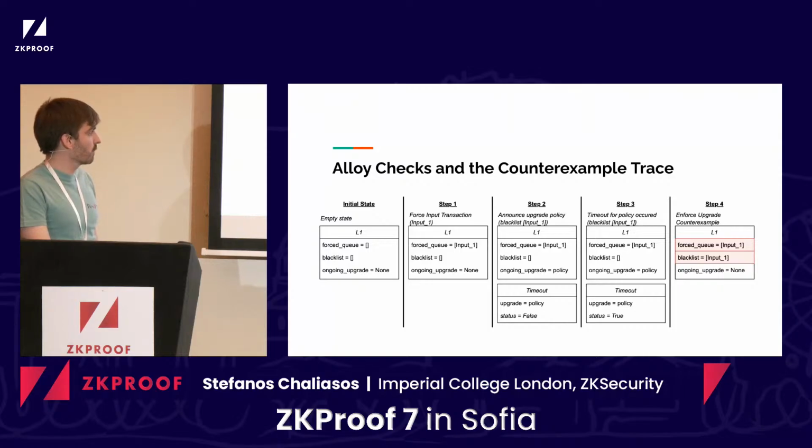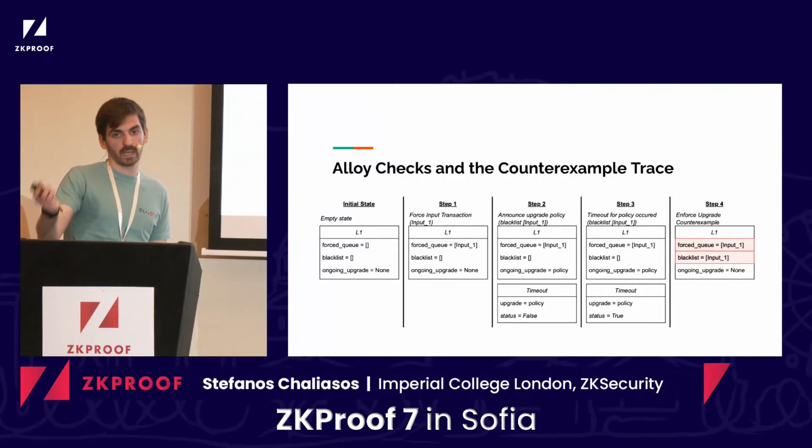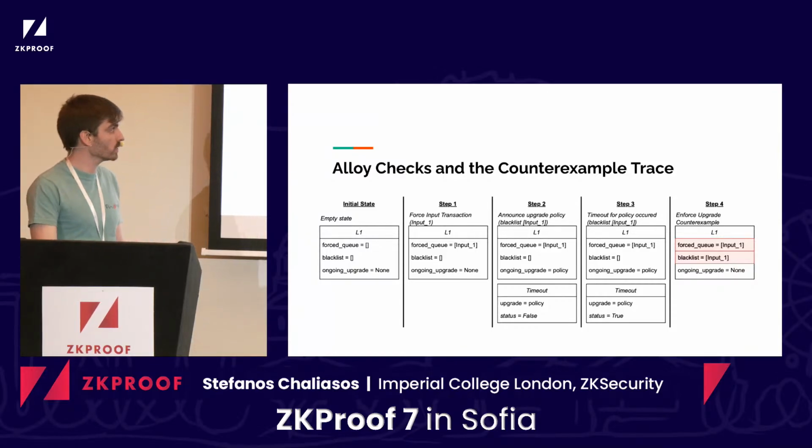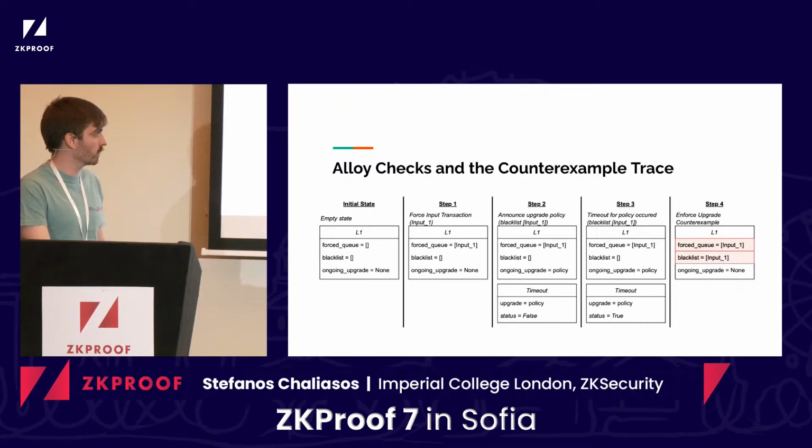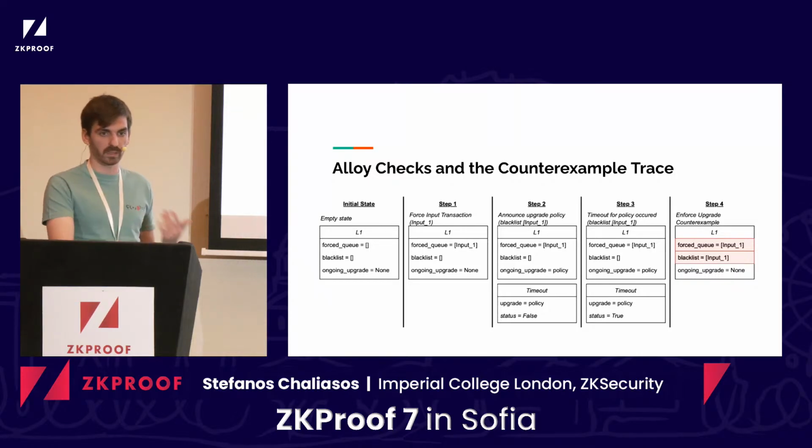And we have a timeout that for that policy, the status currently is false. And in the next step, basically we change the status to true. And what happens in the end is that the first queue now has input one, the blacklist has input one, and remember the rules we had in the beginning of the presentation. Now we cannot make any progress. So that's how Alloy will try and find counterexamples that are pretty useful to understand what is working in our system and what not.